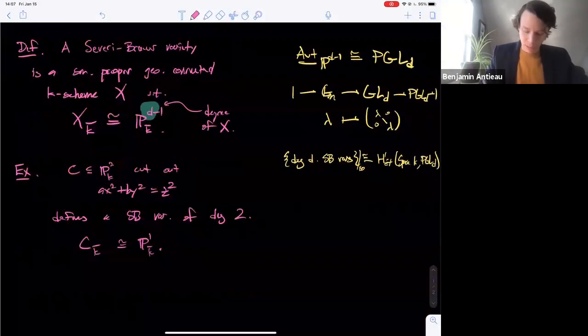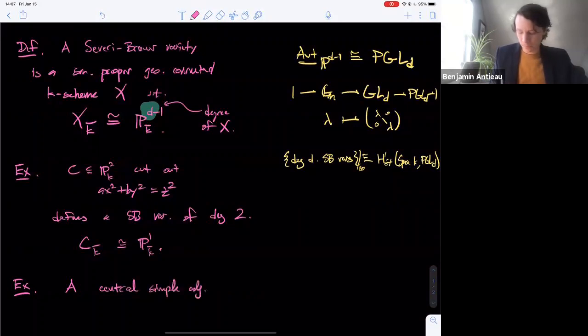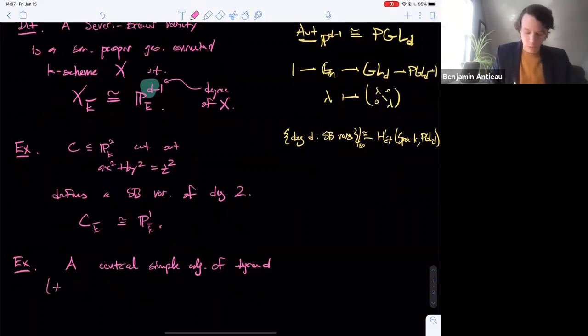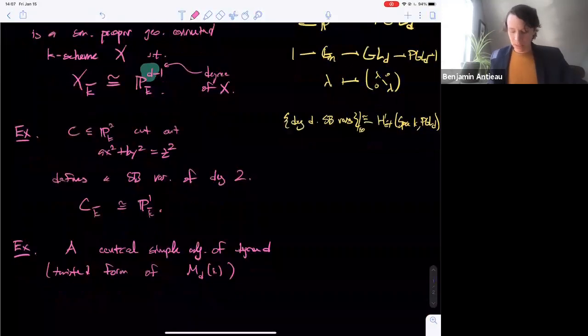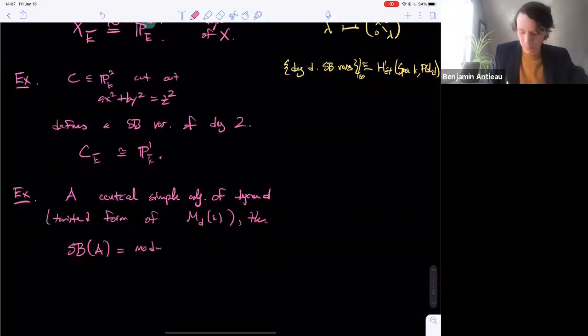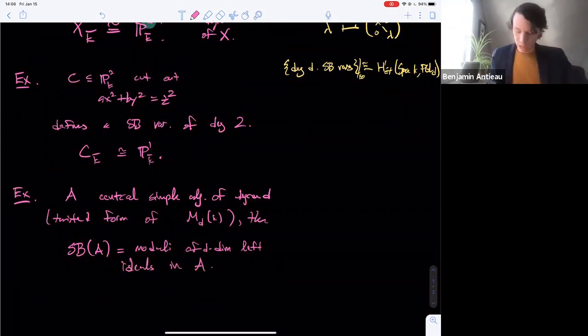Another example that you should keep in mind is if A is a central simple K-algebra of degree D. This means that it's a twisted form of D-by-D matrices, that specific associative K-algebra. Then I can look at the Severi-Brauer variety of A. This is the moduli of D-dimensional left ideals in A, and that's a Severi-Brauer variety.